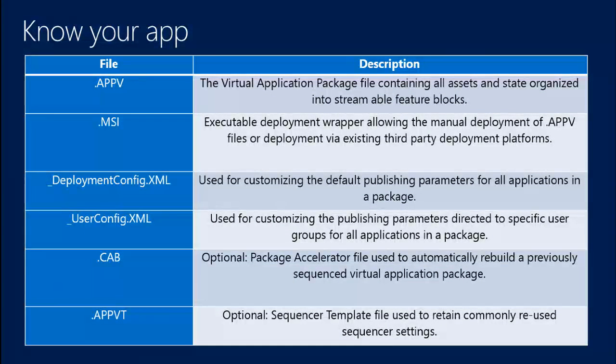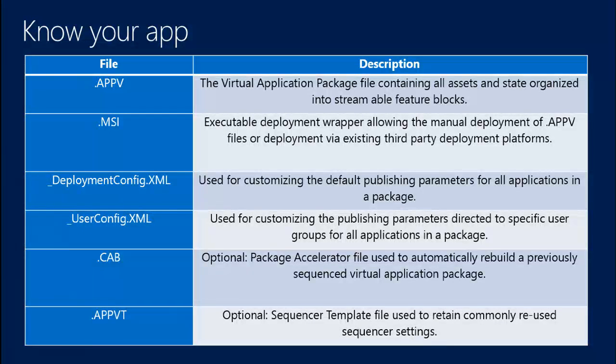Okay, so just a quick review of the application assets that come from the result of sequencing. Probably the most important one is the appv file. It contains all the files, all the registry assets, and most importantly, the manifest. The nice thing about the appv format is, as opposed to previous versions of appv, this contains all of the assets, including the shortcuts. We now have 3 feature blocks in appv5.